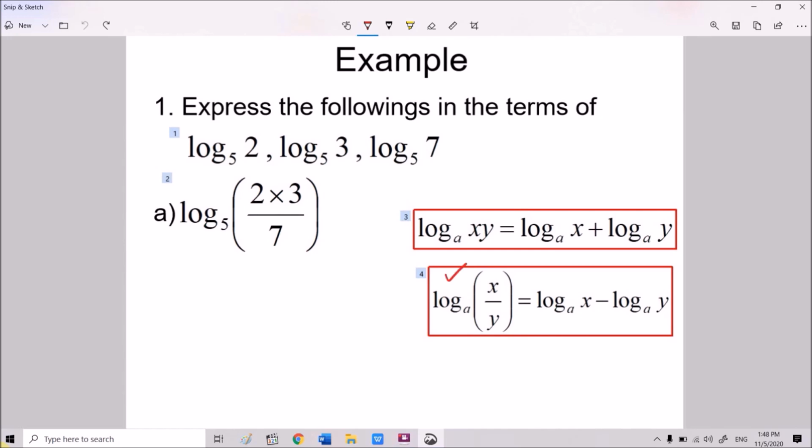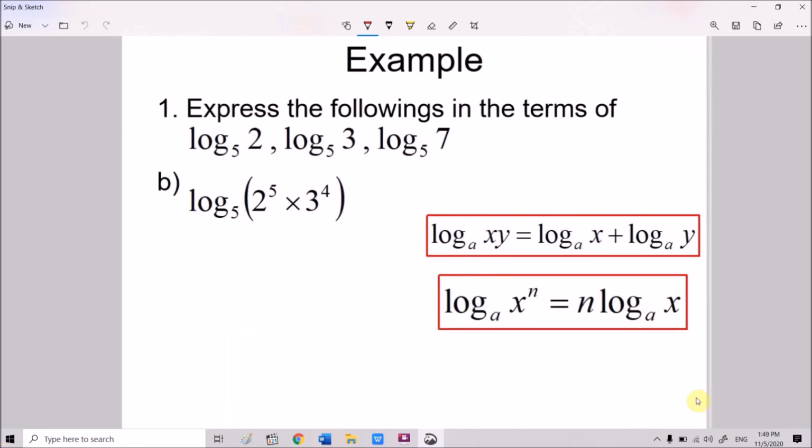So first we can use this division law here to separate the upper part and the lower part, the numerator part and the denominator part. Okay, so we have this equals to log base 5 of 2 times 3, and when division is here, you use this, which is minus log base 5 of 7. And now we still have to settle this part, which of course we are using this product law, which is equals to log base 5 of 2 plus log base 5 of 3 minus log base 5 of 7.